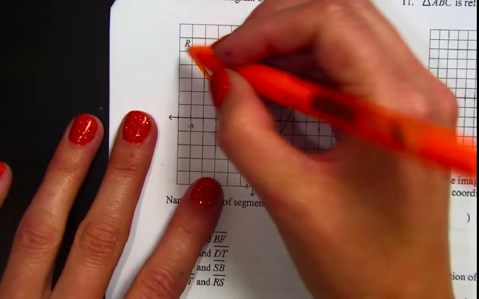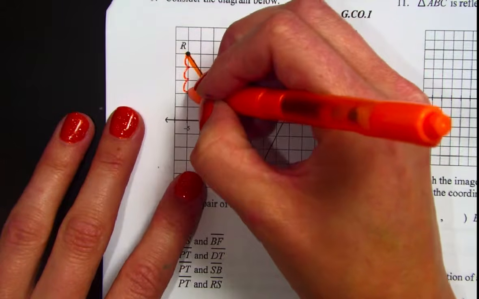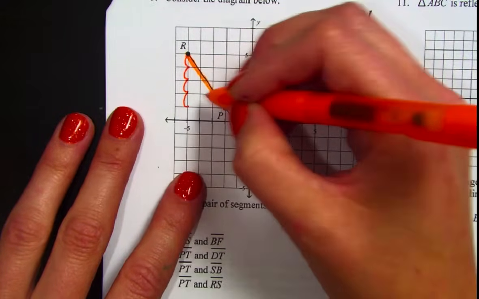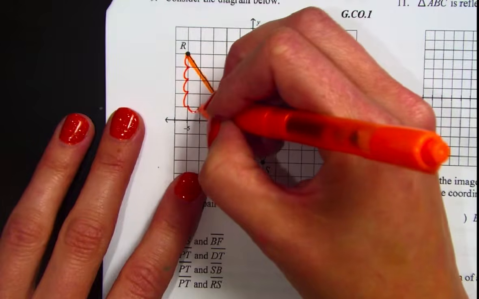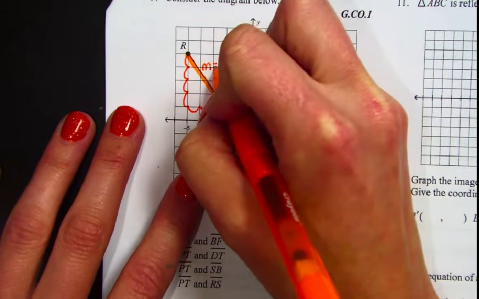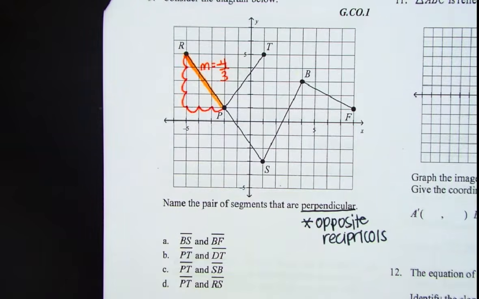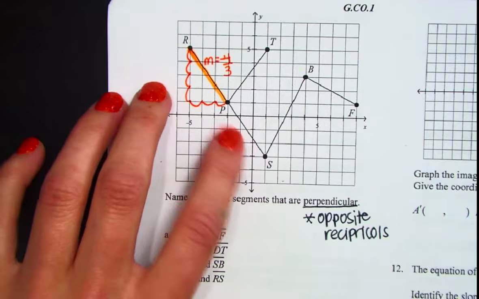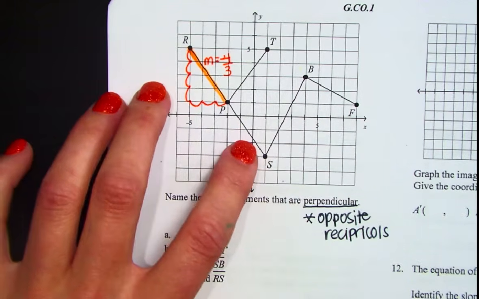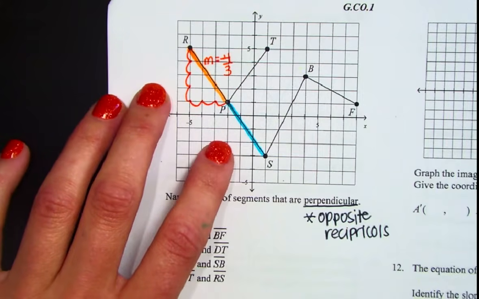rise over run. So I'm going to start and I'm going to go down 1, 2, 3, 4. So a rise of -4, run of 3. So my slope for this line is -4 over 3. Okay, now let's look at segment PS.